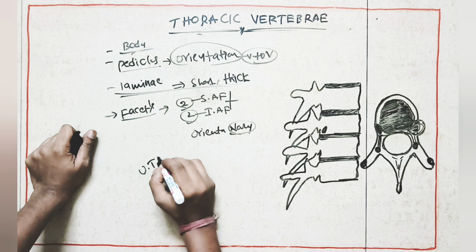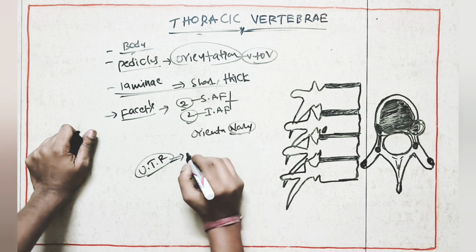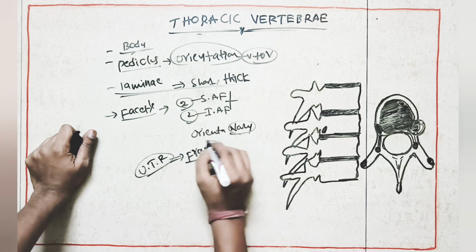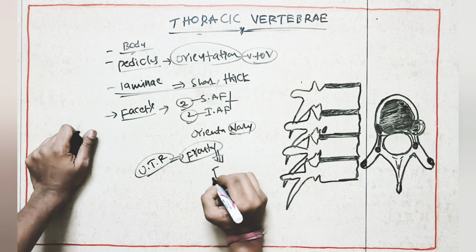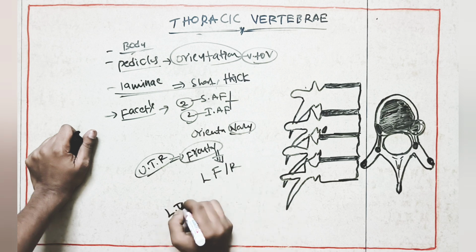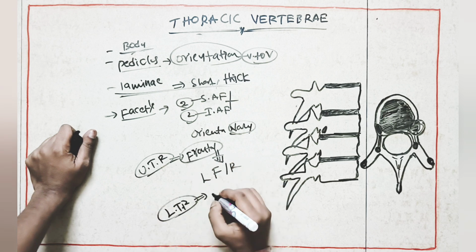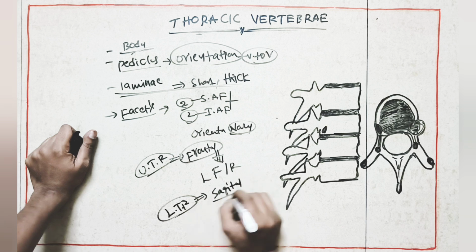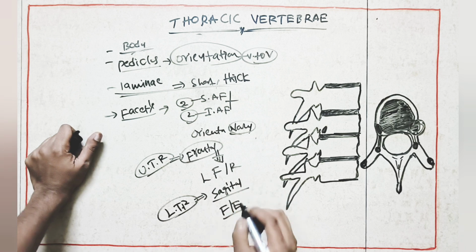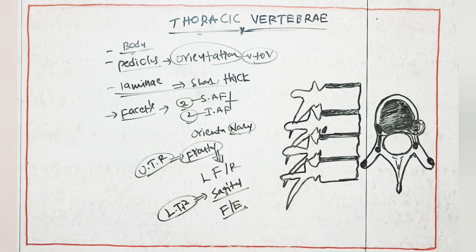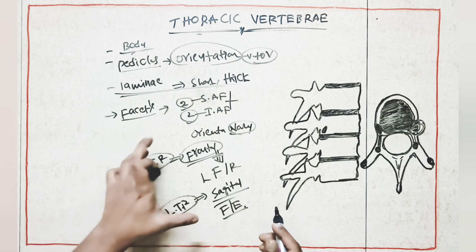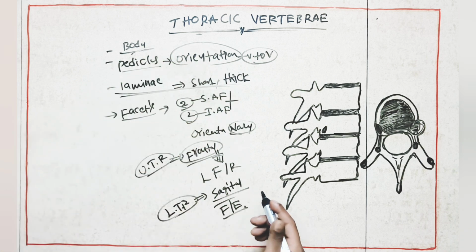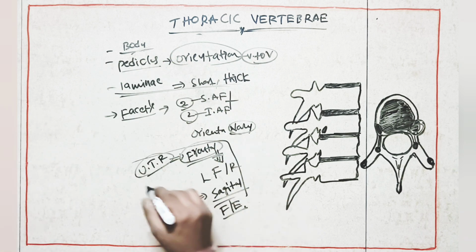Usually in the upper thoracic region, the facet joints are in the frontal plane. Frontal plane means they provide only lateral flexion and rotation. In the lower thoracic region, the facet joints face the sagittal plane, so they help in both flexion and extension. We see this facet joint orientation in relation to the mobility of the thoracic spine.